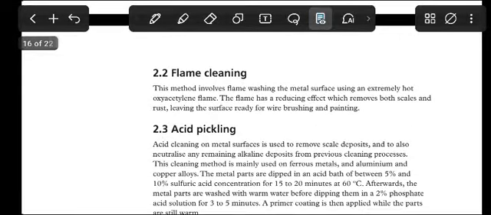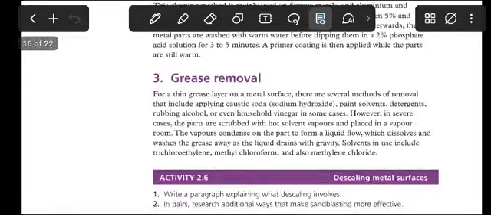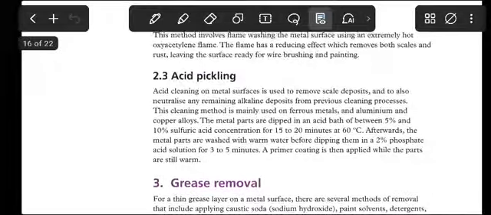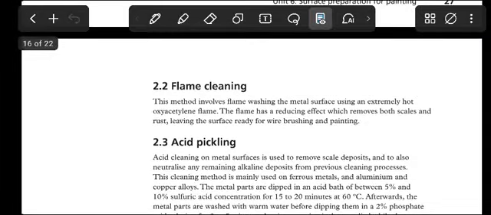Flame cleaning, acidic. You must know this thing. Grease removal: you see, you remove your grease. You must know this process. Acidic cleaning, grease removal, flame cleaning.